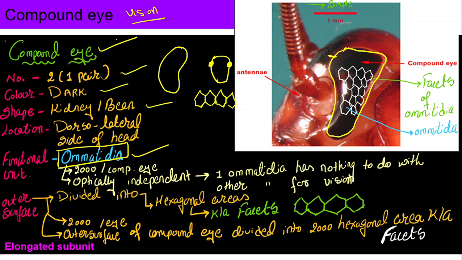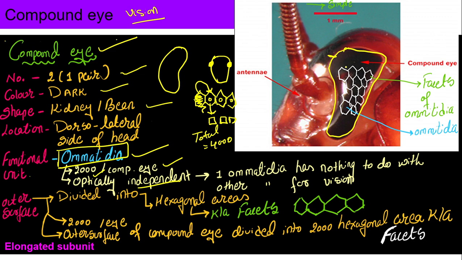Okay, how many ommatidia? 2000 per compound eye. So total how many ommatidia will be present? 4000 ommatidia will be present. These are optically independent. That means suppose this is one ommatidia, second, third and fourth. Suppose this ommatidia is not working properly, so it is not going to affect the other ommatidia. Each and every ommatidia is going to form its own image. So even if one gets damaged or something happens to one, the other functions won't be affected because they form their own image, right?